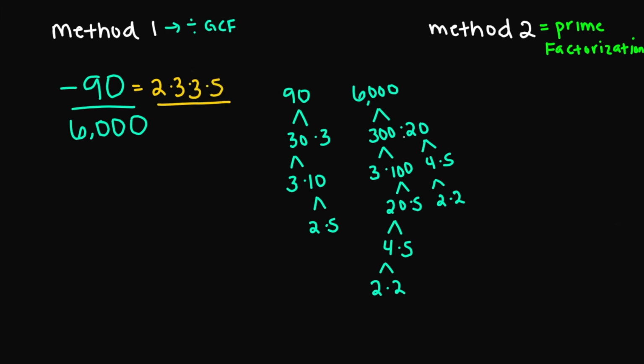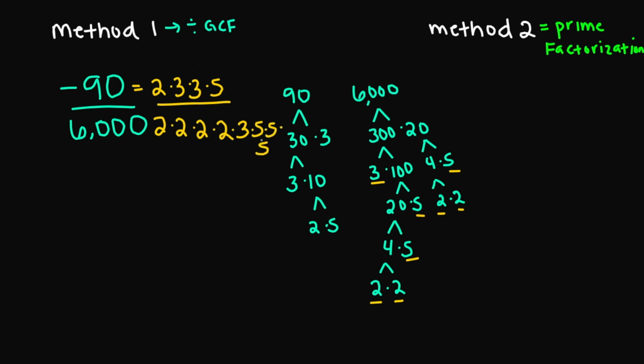And then my 6,000, we have 1, 2, 3, 4 2's. So I'm going to do 1, 2, 3, 4. And then we have 1, 3. So I'm going to put my 3 here. And then we have 1, 2, 3 5's. So I'm going to put times 5, times 5, and then times 5 again here.